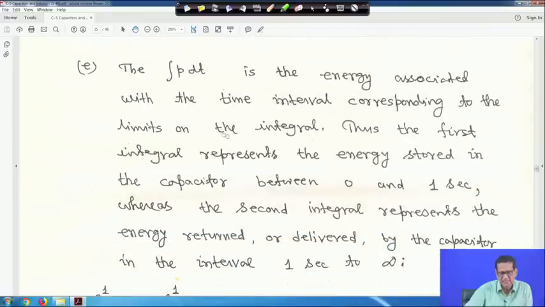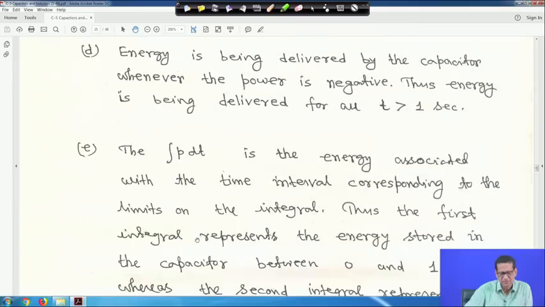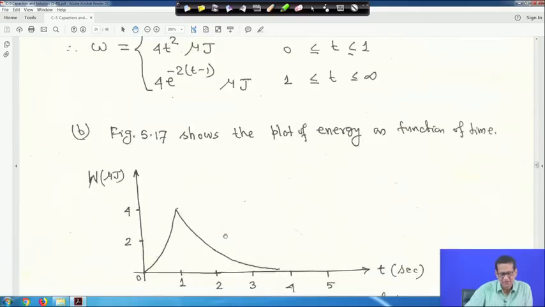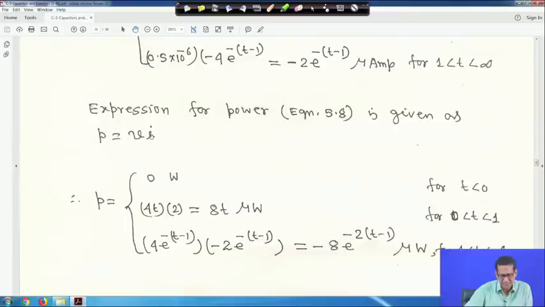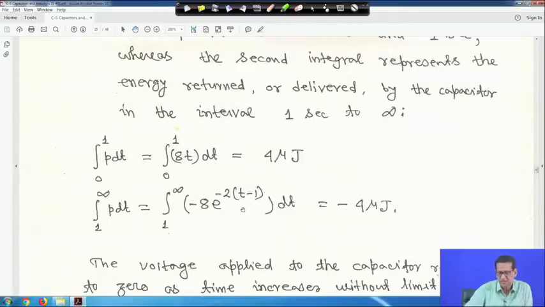So, next is the integration of p dt. It is the energy associated with the time interval corresponding to the limits on the integral. Thus, the first integral represents the energy stored in the capacitor, because it is given from 0 to 1 of p dt, where p is positive, right. It is given by p dt, and p is equal to v into i. Earlier we have given that p is equal to v into i, so it is 8t microwatt. So, here you see that it is energy being stored.